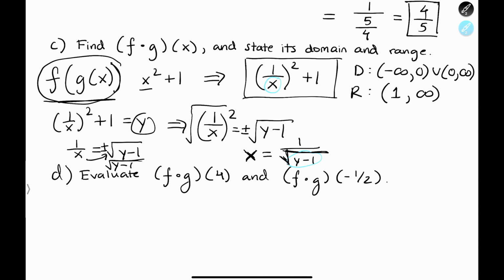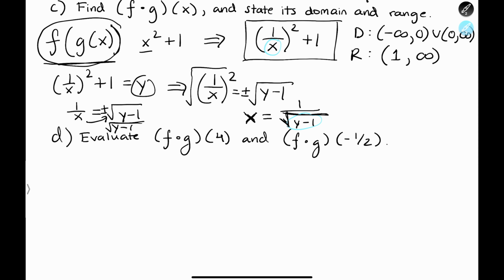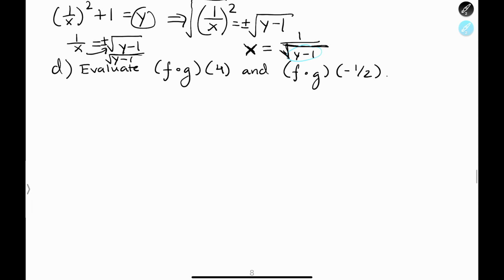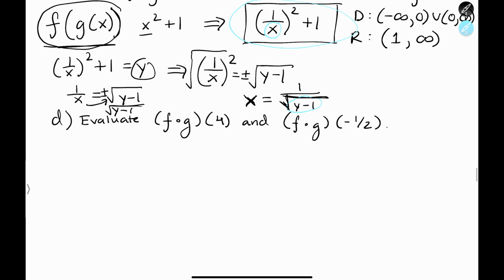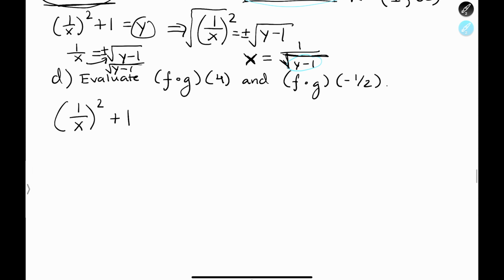Now we are asked to find f of g of 4 and f of g of negative 1/2. So again, this is our f of g of x function, so we will write it down here, 1 over x squared plus 1. And so if we were to substitute in 4, we would get 1 over 16, basically, because 1 over 4 squared is 1 over 16, plus 1 is equal to 17 over 16. So the answer is 17 over 16.